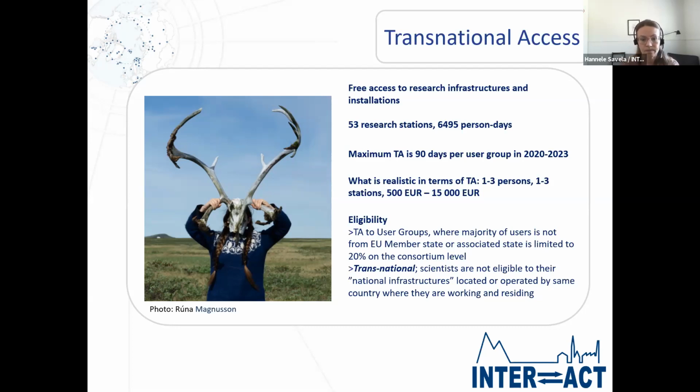Then the eligibility is determined in such a way that transnational access to a user group where the majority of users are not from the EU member state or associated state is limited to 20% of the overall amount of access on the consortium level. And this is something that we are following from here, from Interact TA coordination. And at the moment, we don't need to limit the country of the applicants in any way.